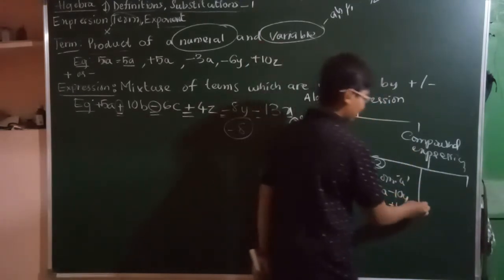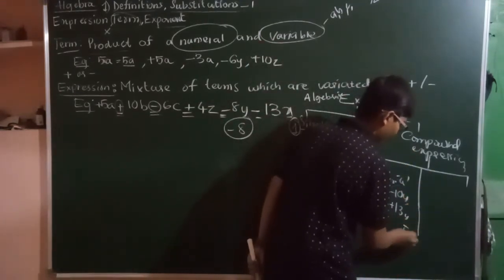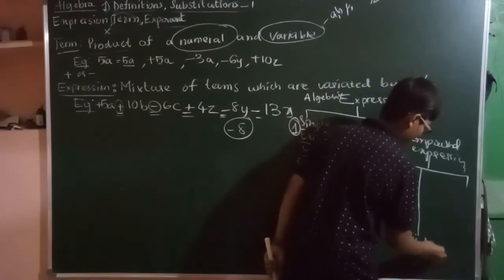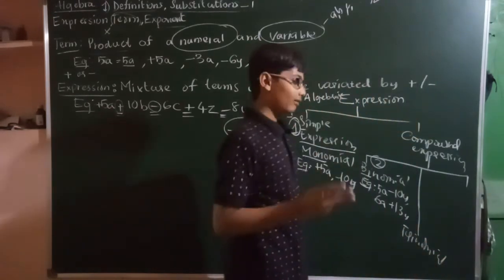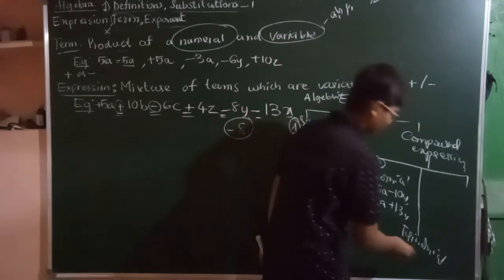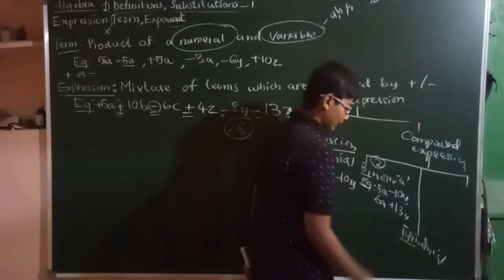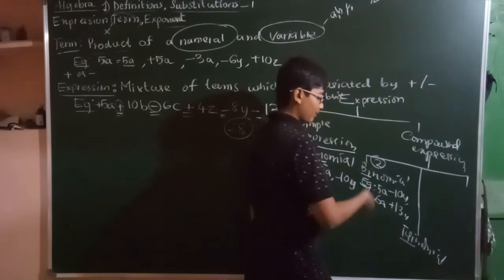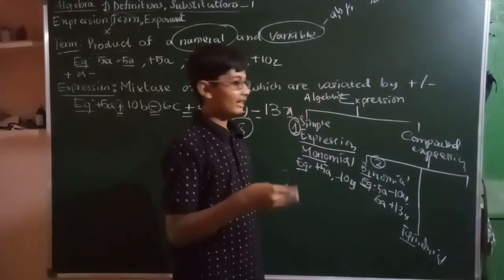Now the second type is trinomial. Trinomial is nothing but having three terms in it. Tri means 3. Example, 5a minus 10y plus 6a plus 13y, etc.